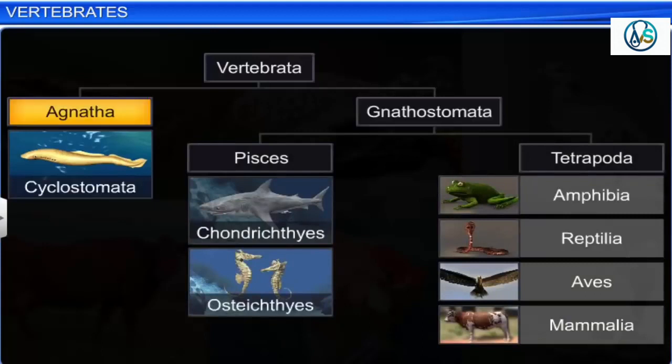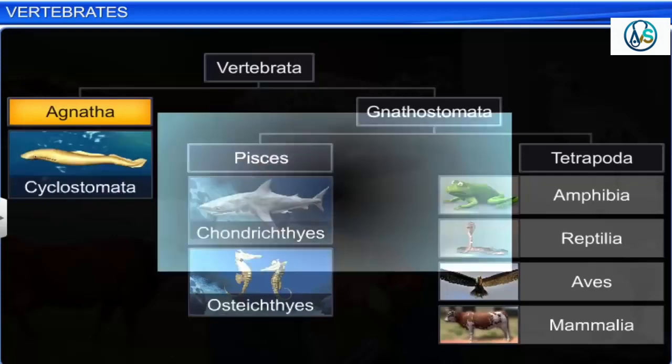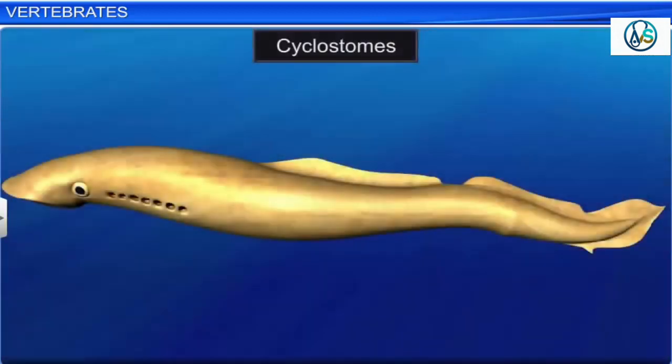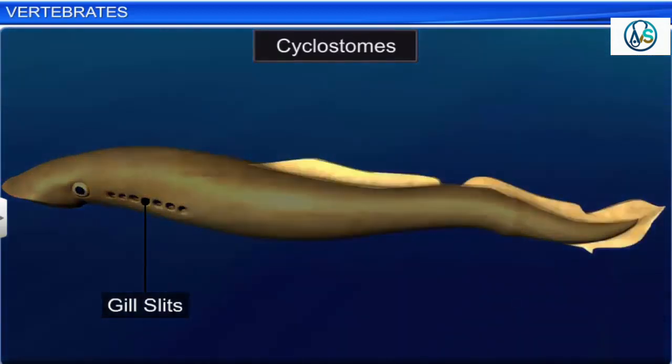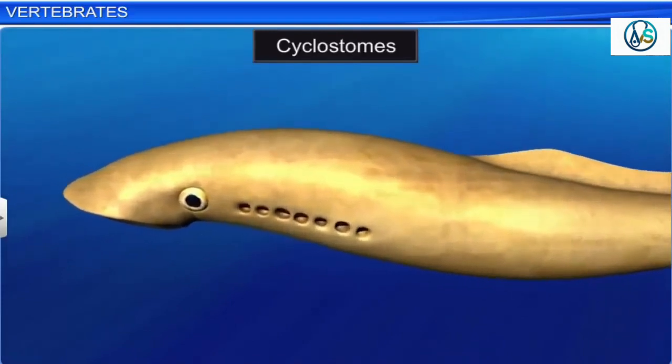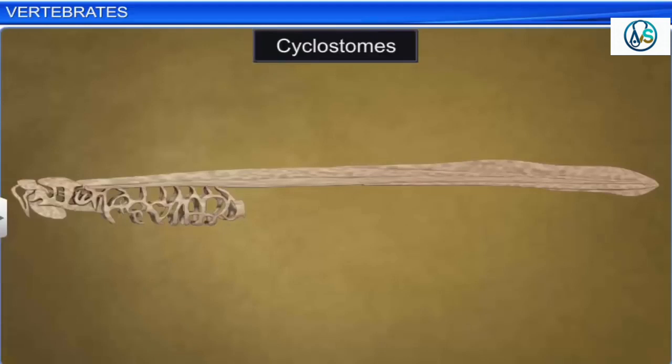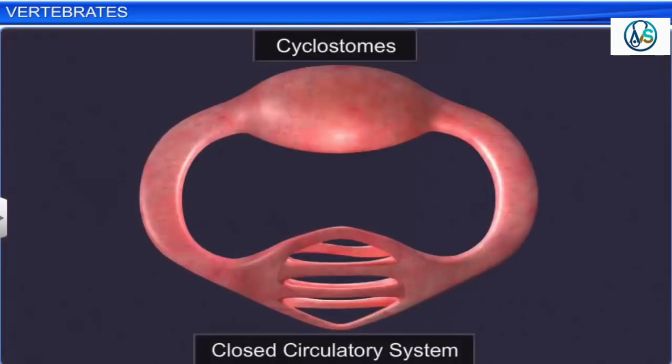Agnatha has just one class, cyclostomata. These jawless vertebrates live in a marine habitat and are ectoparasites on some fish. Cyclostomes have an elongated body with 6 to 15 pairs of gill slits for respiration. However, their body is devoid of scales and paired fins. They have a sucking and circular mouth, a cartilaginous cranium and a vertebral column, and a closed circulatory system.